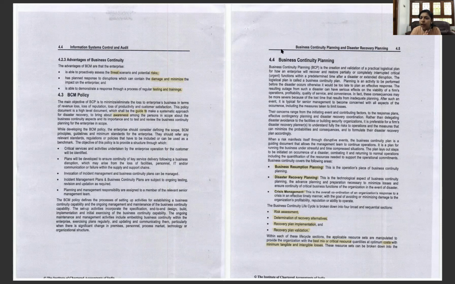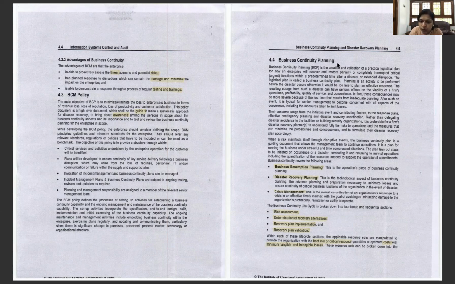So business continuity planning has three keys. One is business resumption planning. Next is disaster recovery planning. And next is crisis management. Business resumption planning: how fast do we resume our business? Disaster recovery planning: something happens, how are we going to recover from it in the first hand? Crisis management: how do we manage such a crisis from when it happens? So who are they? Business resumption planning, disaster recovery planning, and crisis management.